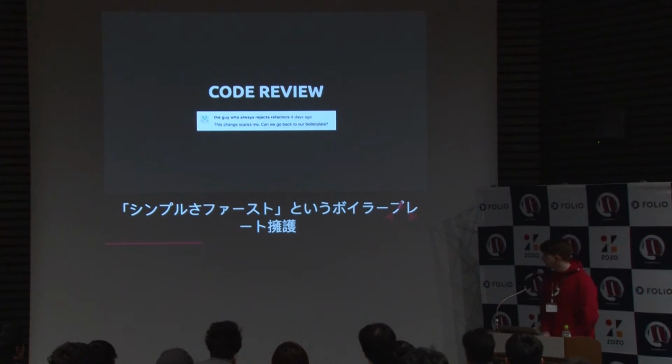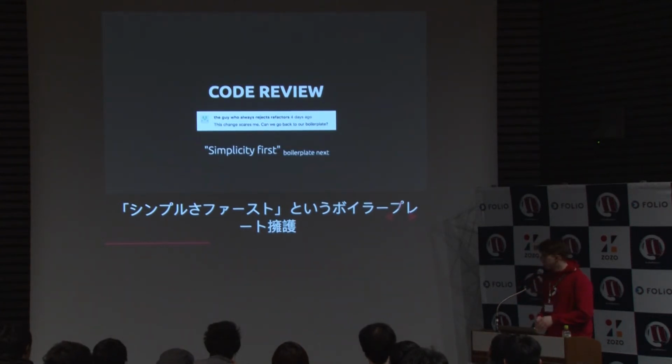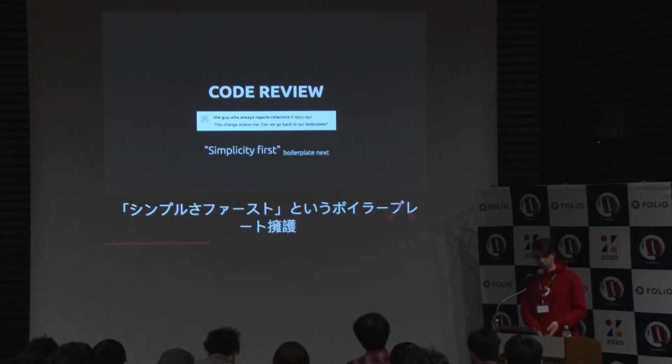And the last but not least, the comment from the guy who always rejects refactors. So imagine you added some library that removes boilerplate, like shapeless. Maybe you added a library that uses shapeless underneath, and this guy says, "Can we go back to our boilerplate?" So he wants to put simplicity first, and then boilerplate, because our code should be as simple as possible.